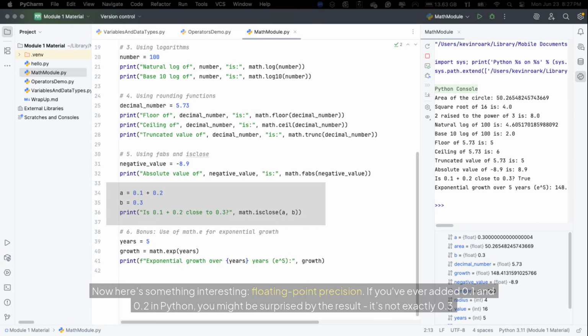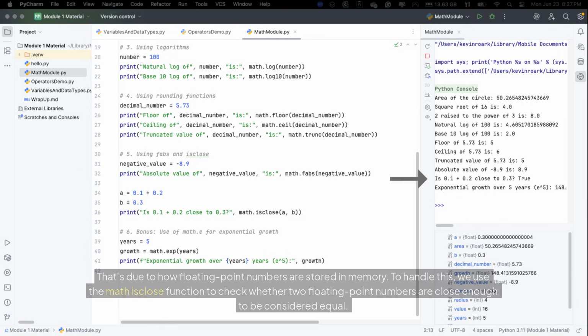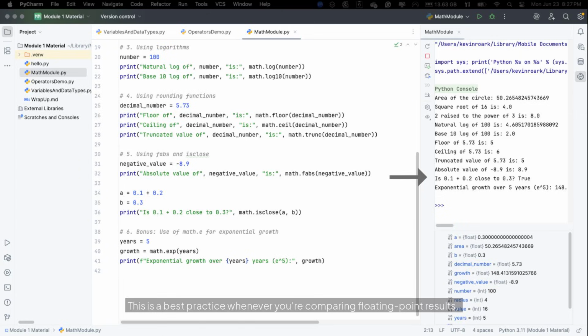Now here's something interesting. Floating point precision. If you've ever added 0.1 and 0.2 in Python, you might be surprised by the result. It's not exactly 0.3. That's due to how floating point numbers are stored in memory. To handle this, we use the math.isclose function to check whether 2 floating point numbers are close enough to be considered equal. This is a best practice whenever you're comparing floating point results.